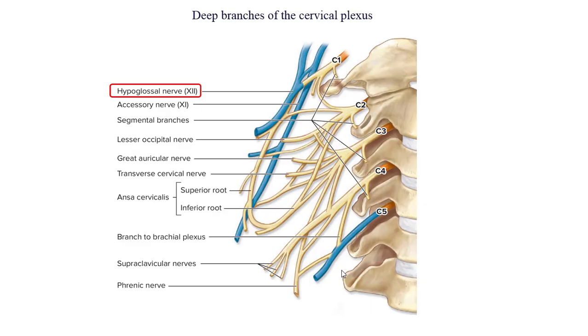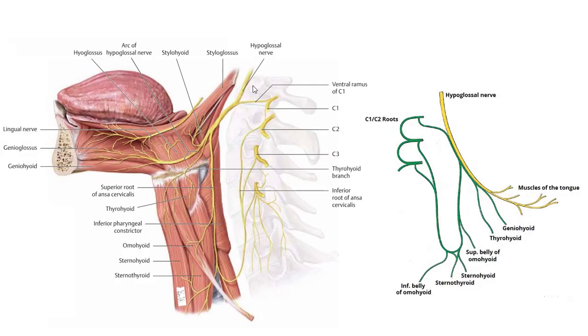Now that we've covered ansa cervicalis, let's look at this nerve, which is not part of the cervical plexus but is closely associated to it. The nerve we are talking about is the hypoglossal nerve. As I mentioned, the hypoglossal nerve is cranial nerve 12. It exits the skull via the hypoglossal canal and courses downwards.